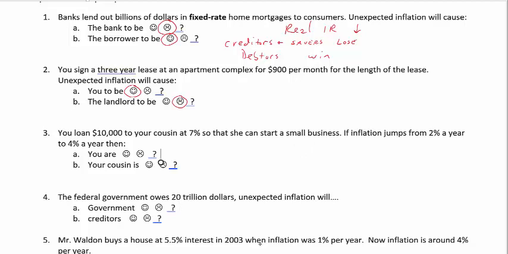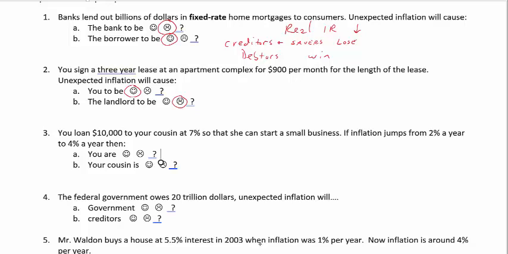During the 3-year lease, you're employed and you're getting raises. And if there's more inflation, your raise gets even bigger. But your apartment rent remains $900. So you're gaining by this because your income rises, but your rent stays the same. Okay? The reason the landlord loses is because all of his expenses are going up with inflation, but his income, your rent, is not changing, and so that's why he loses.